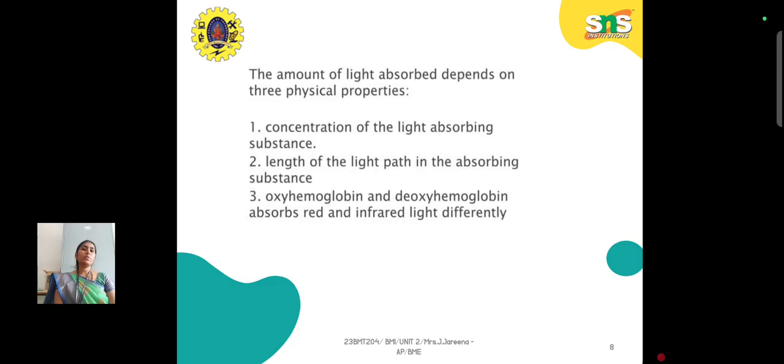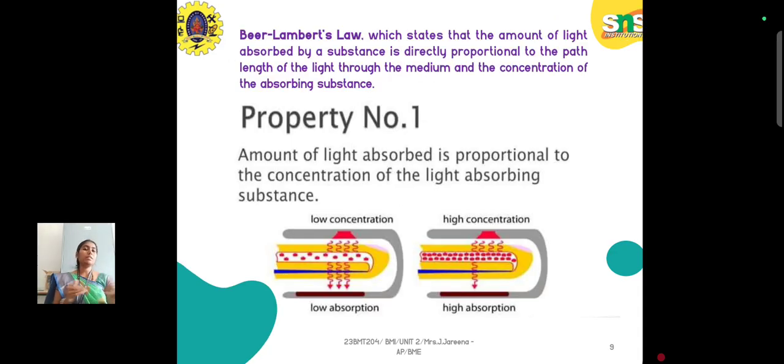Okay, so actually the pulse oximetry follows three physical properties. In pulse oximetry we have to measure the concentration of oxyhemoglobin and deoxyhemoglobin. Only then can we know the oxygen saturation, right? So for that we have three physical properties, based on which we get this measurement in terms of oxygen saturation. All three properties follow one law, that is Beer-Lambert's law. So the pulse oximetry follows the Beer-Lambert's law.